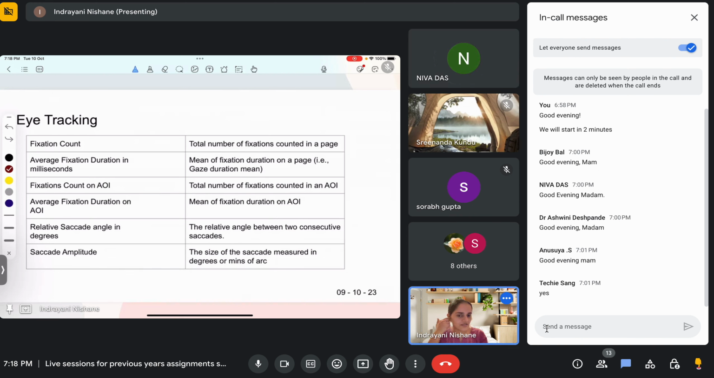Features or expressions, these are the features I told you about, micro and macro features.